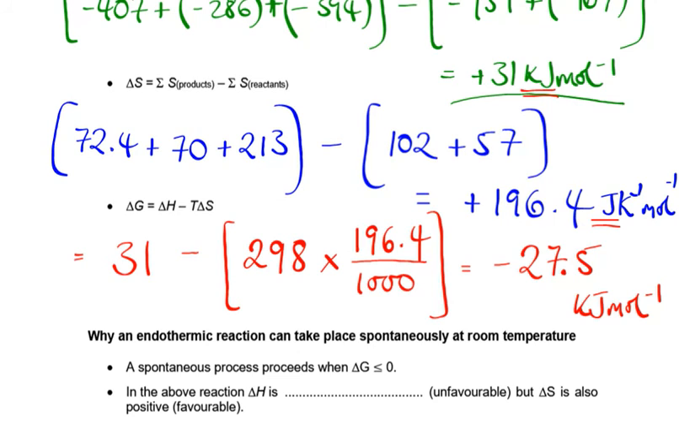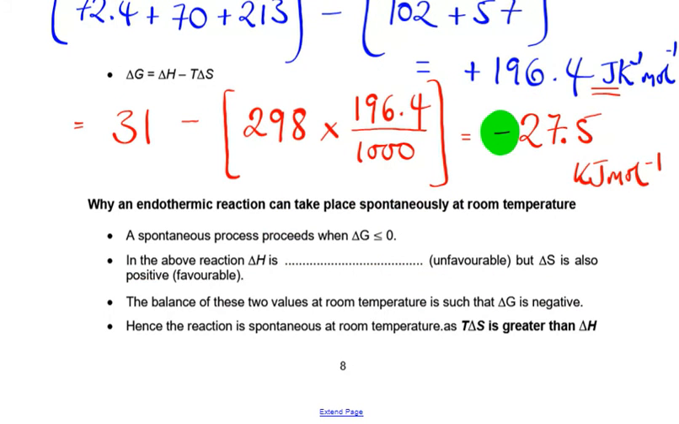But really the bit that I'm most interested in is that that is negative, it's below 0, and that means that at this temperature this reaction will take place, it's feasible. To summarise, for this particular reaction, it's an endothermic reaction, so why can it take place spontaneously? Well, delta H is positive, but because delta S is also positive, the balance means that delta G is negative.